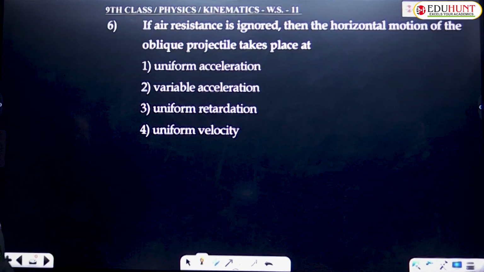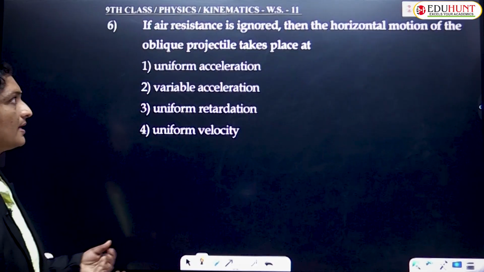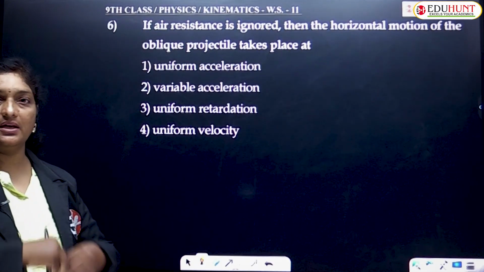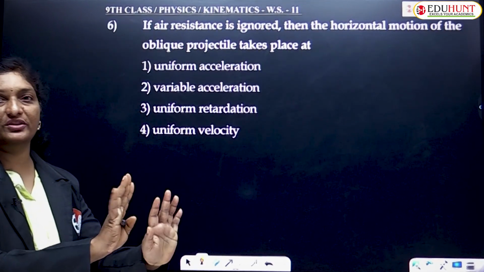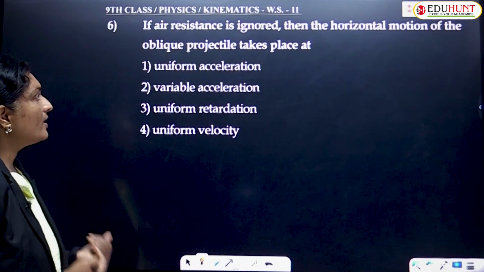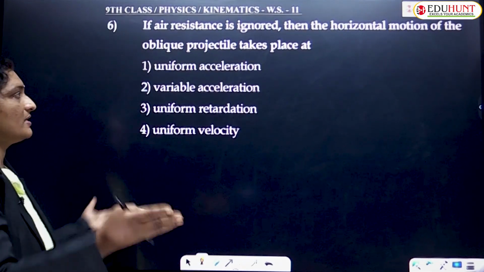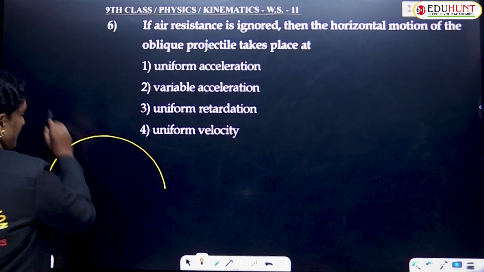Two ways. Next question. If air resistance is ignored, so suppose there is no air resistance, no opposing force due to air, then the horizontal motion of the oblique projection is this parabolic path.